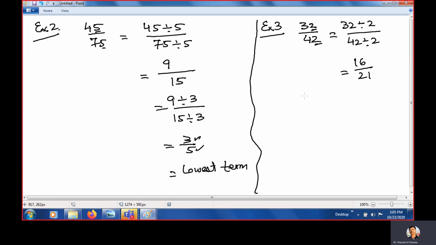Now 21 and 16 both are not divisible further, because what are the possible factors for 21? 3 and 7. Proper factors 3 and 7. And 16 is not divisible by 3 and not by 7. So this is the lowest term. It is not necessary that we will get both as prime numbers. No, what matters is that they must have no common factor left. Only then can you write it as the lowest term.